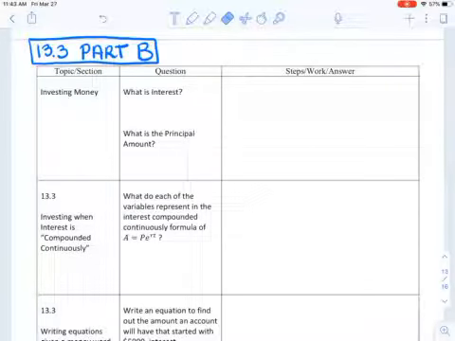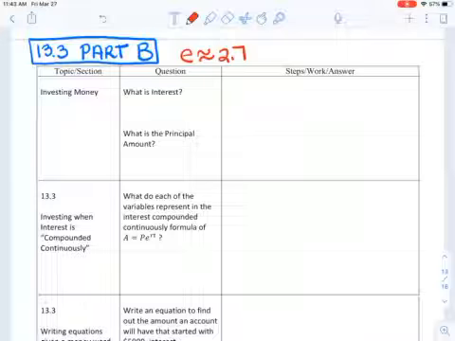Remember, we're looking at a base of e in this section, and e is a number that is about equal to 2.7, depending on how many decimal places that you take it to. Okay, today we're going to look at how e is used in an interest compounding formula.